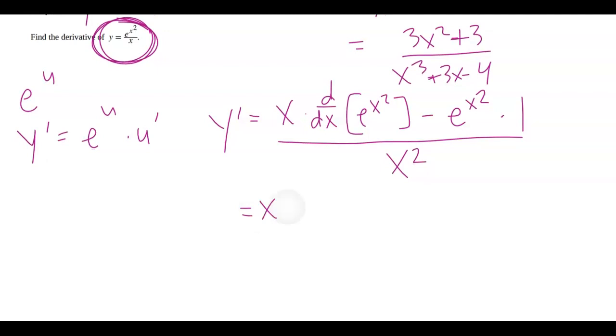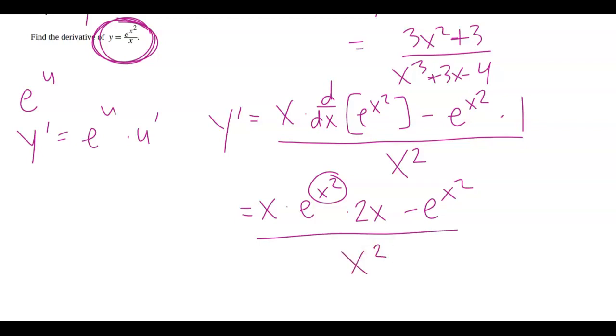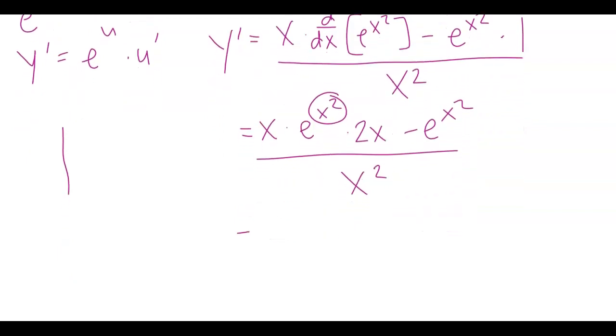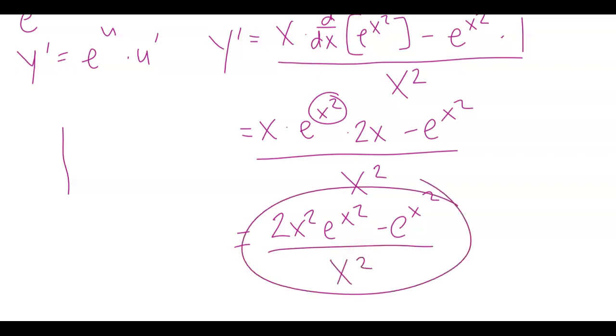All right, I have x times e to the x squared, but then I need to take the derivative of that, so times 2x. If I wanted to make this a little bit nicer, I could do so. I could have 2x squared e to the x squared minus e to the x squared all over 2x squared, and that could be my final answer.